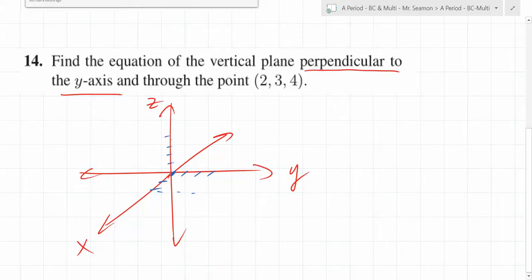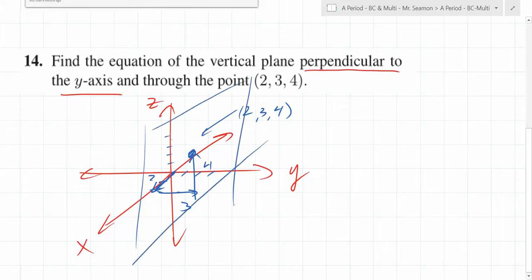So you're sitting right here, right? You've gone out 2, you've gone over 3, and you've gone up 4. So you're at this point 2, 3, 4. And the equation of the vertical plane perpendicular to the y-axis, what is that going to look like? It's going to look something like this, right? It's perpendicular to the y-axis. So y equals 3.